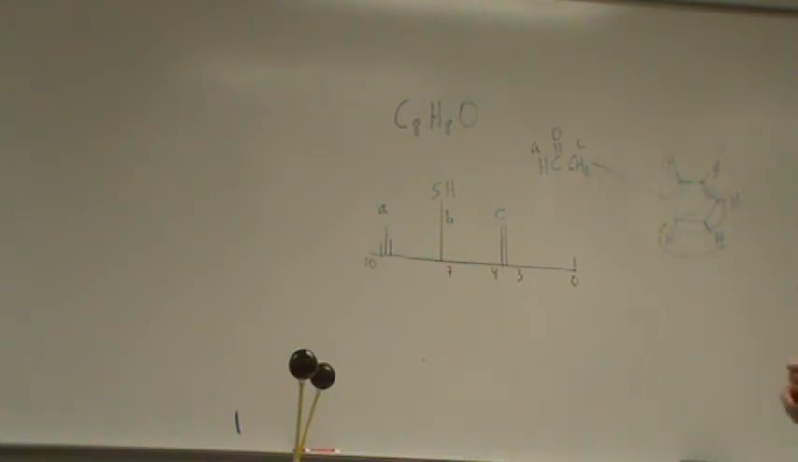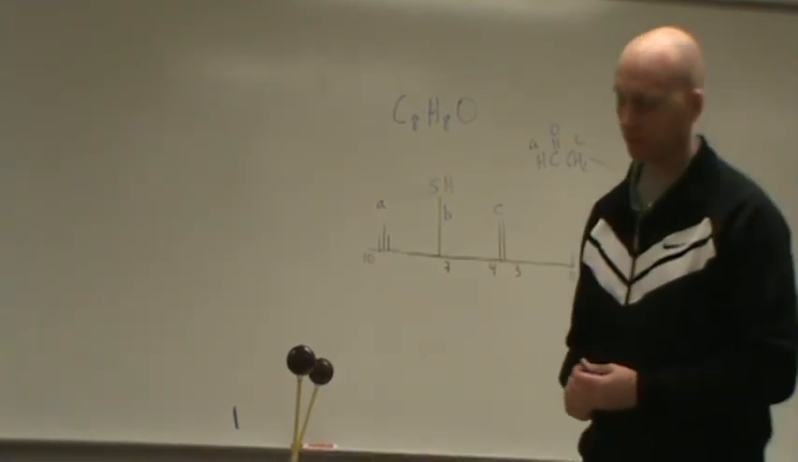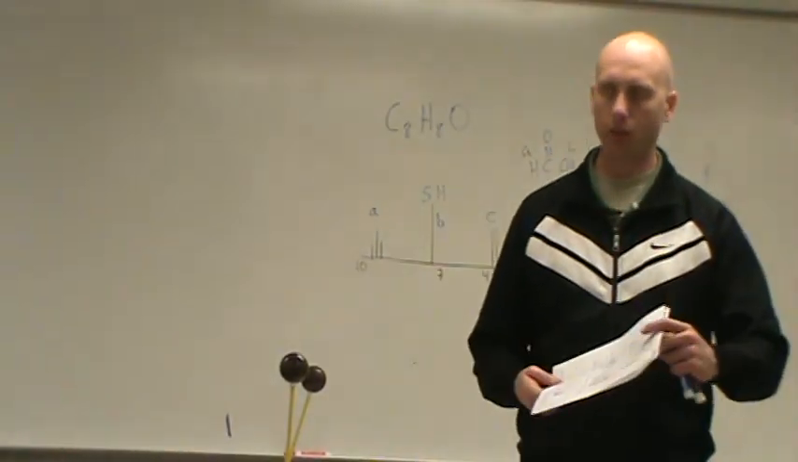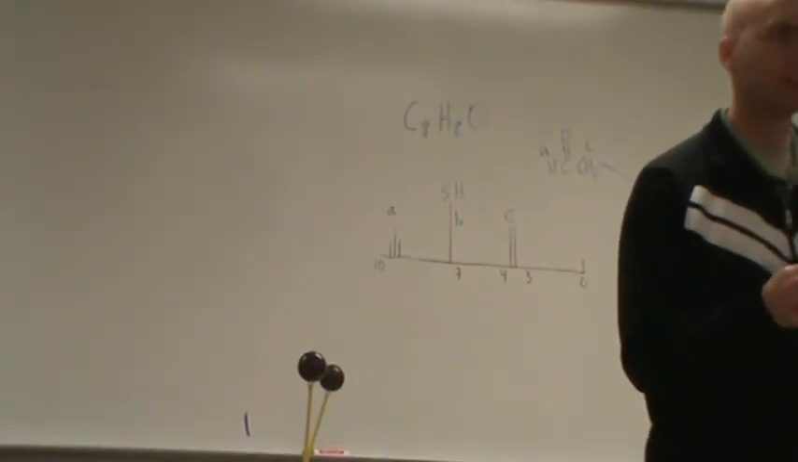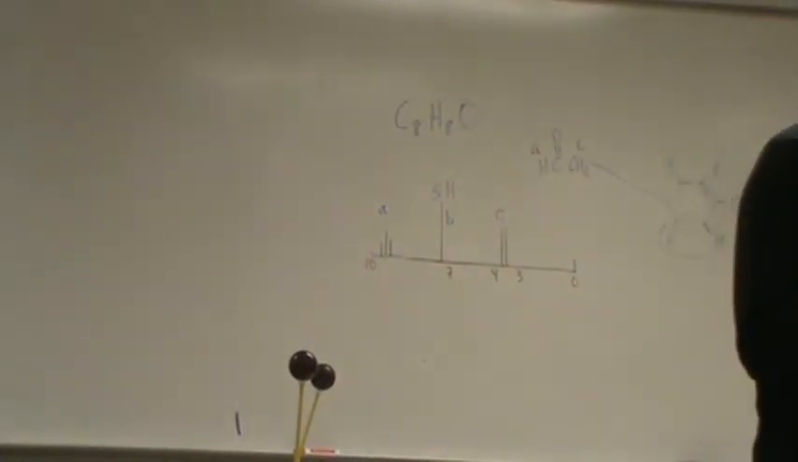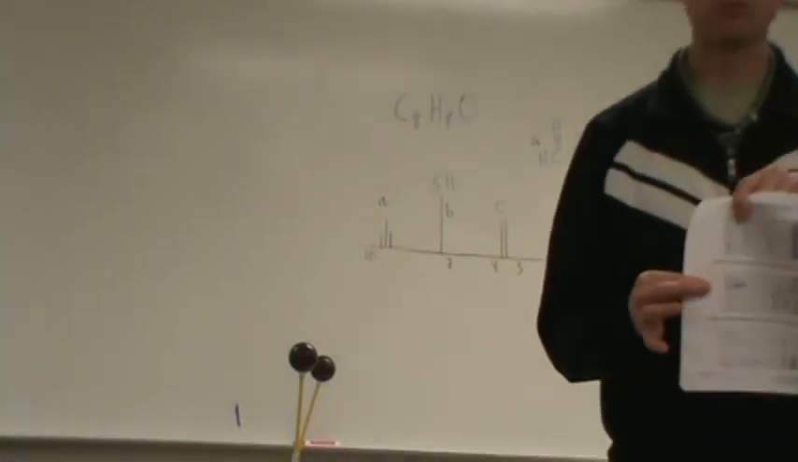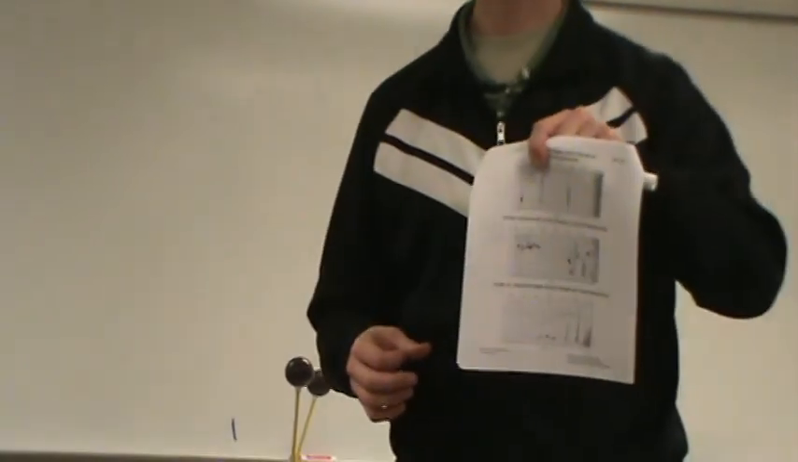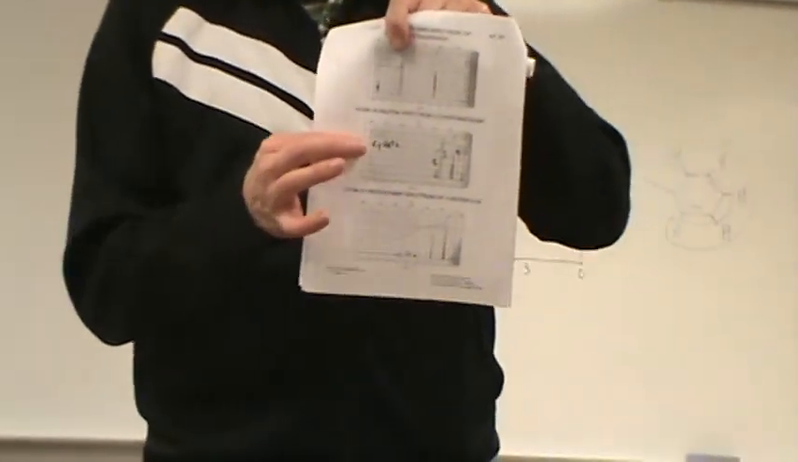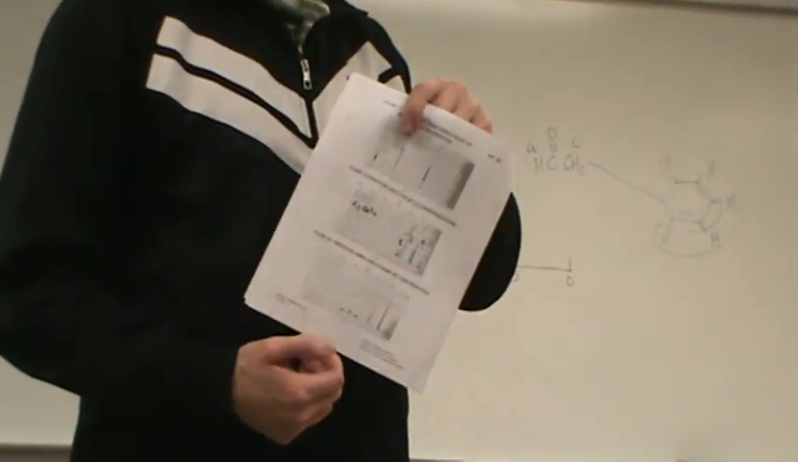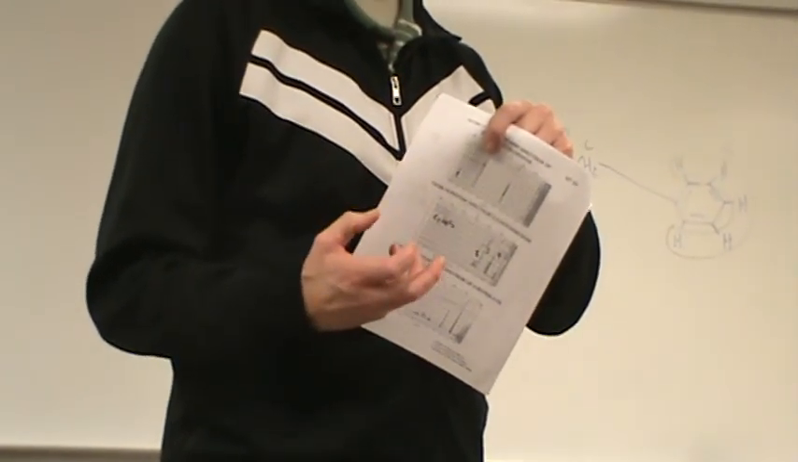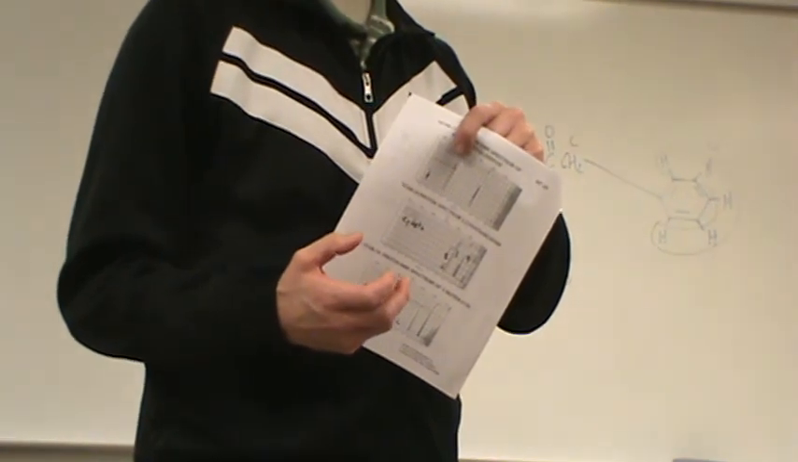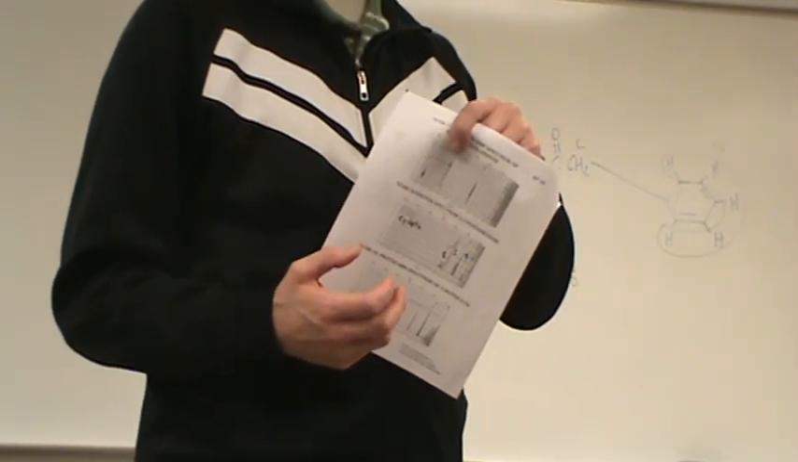All right, let's try another one. Go down and do the next one in the middle. This one here. I'll give you a hint on this one. The IR shows a major band at 1,700. There's nothing at 3,500.